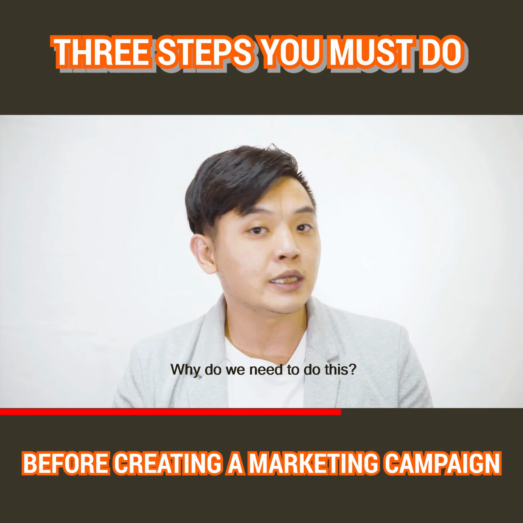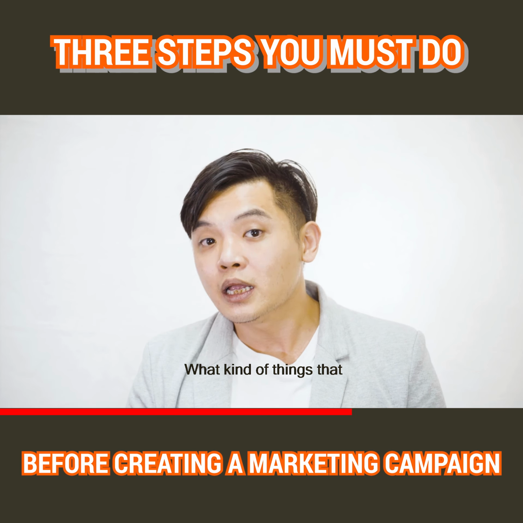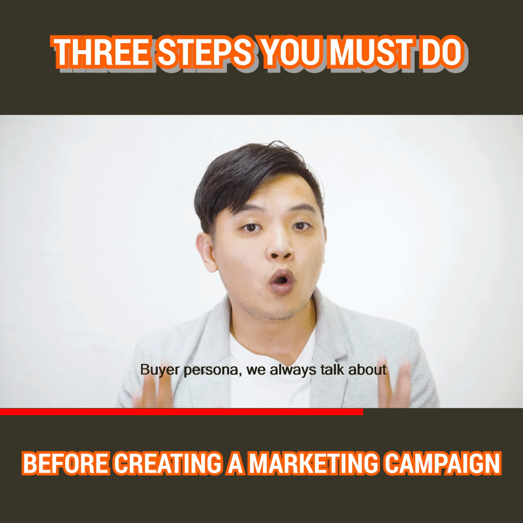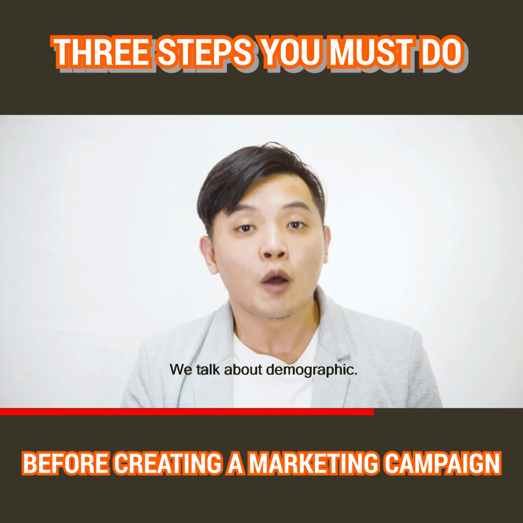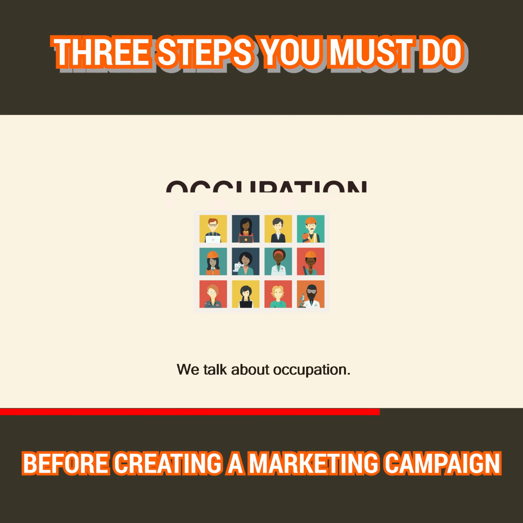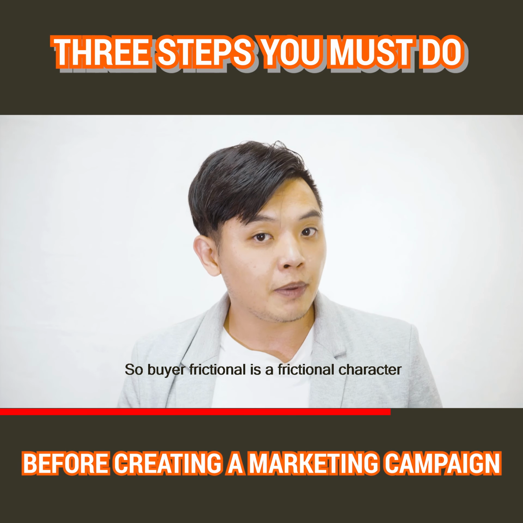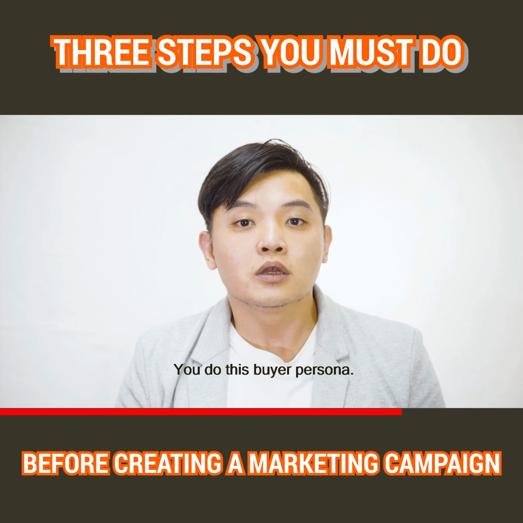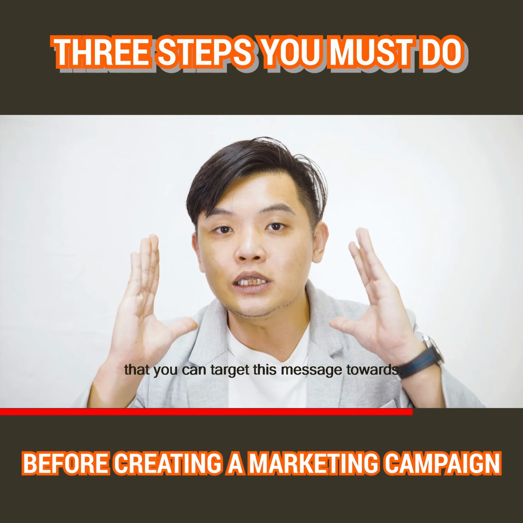Why do we need to do this? When we do this, you start to realize what kind of things our potential customer may like or don't like. Because at the end of the day, for buyer persona, we always talk about DOGE. What do we mean by DOGE? We talk about demographic, occupation, goals, and emotions. So buyer persona is a fictional character, that means it doesn't exist. You do this so that you have a person in mind that you can target this message towards.